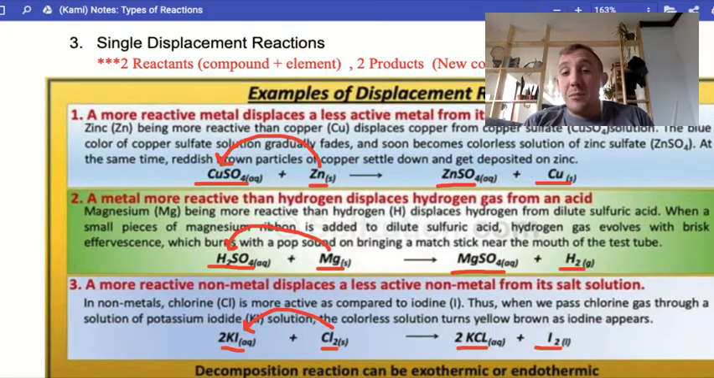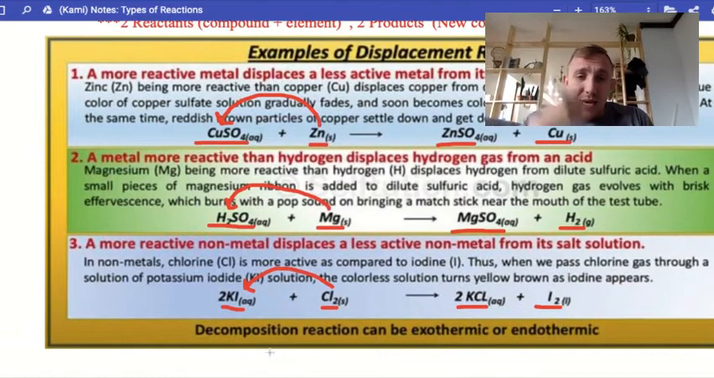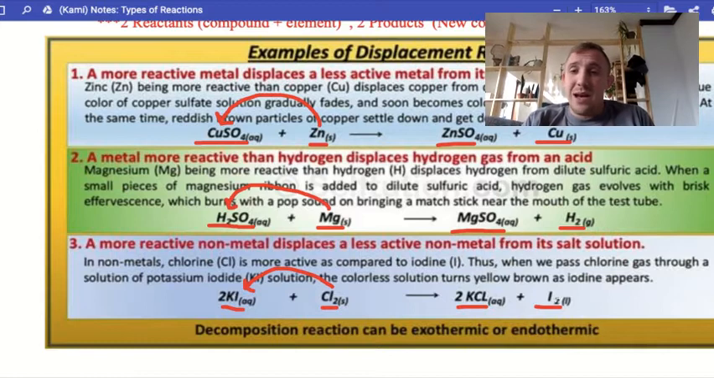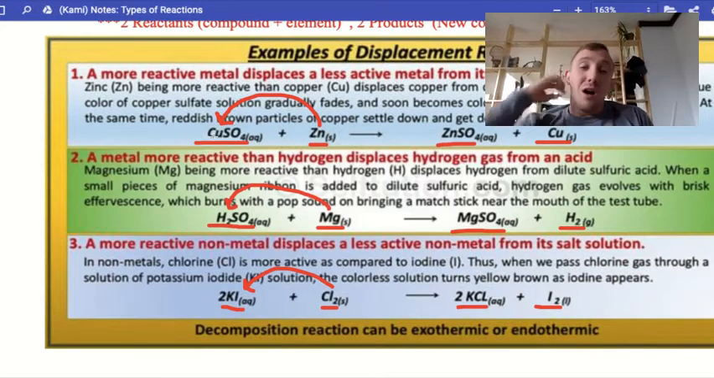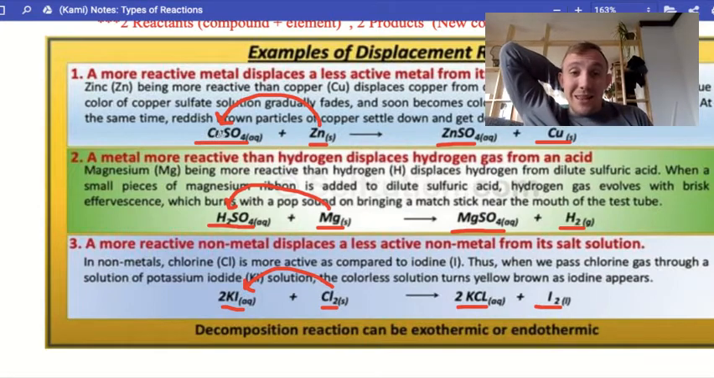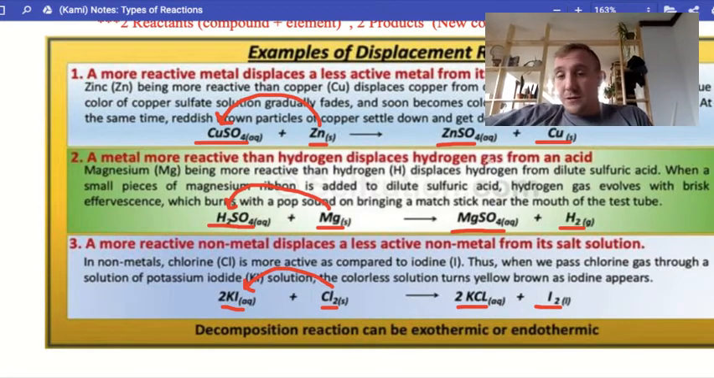All right. And so the element that starts is just going to replace one of the elements in the compound. And so you can kind of see which one it replaces. So zinc replaced copper, and now copper's by itself. Magnesium's going to replace hydrogen. So once again, it replaced hydrogen. Now hydrogen's by itself. And then chlorine replaced iodine. So it's potassium chloride, and now iodine's by itself. So that's how you can tell that it's a single displacement. So the element is going to replace one of the elements in the compound, and the element that it replaces is now going to be by itself.